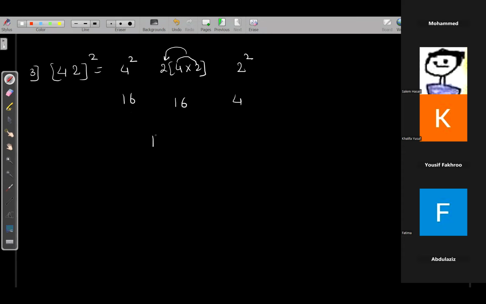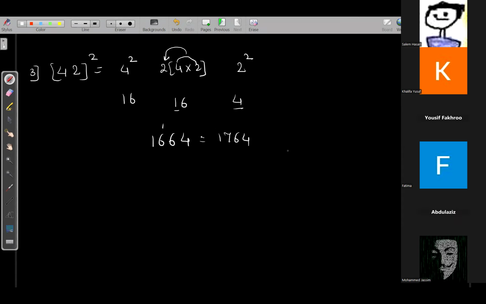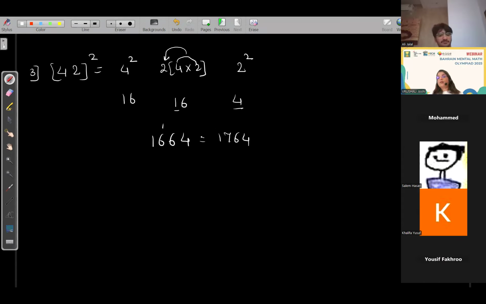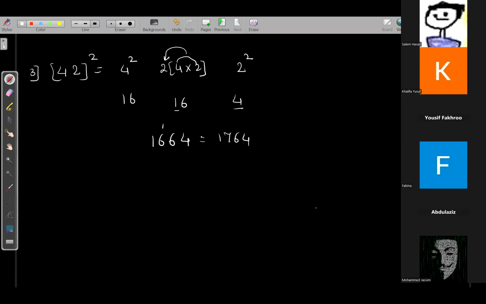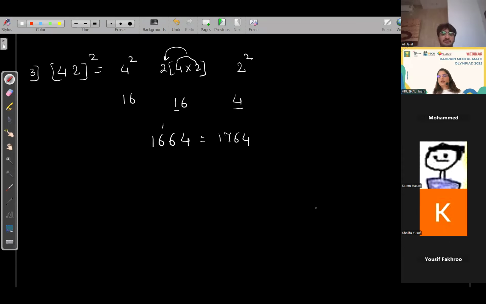So you will get 1, 6, this 1 will go here, that is a 16, and this 4 simply like this. Answer is 1764. All of this can be done mentally very clearly. How many of you are getting this? Abdulaziz, are you getting it? Okay, very good.